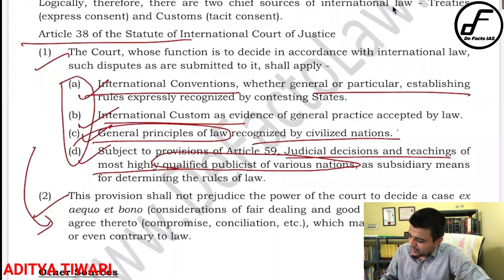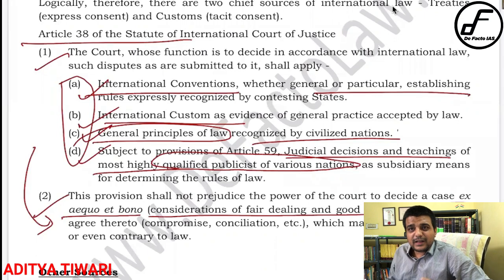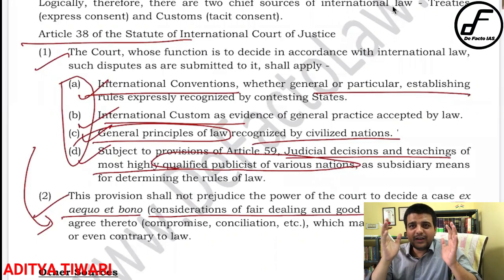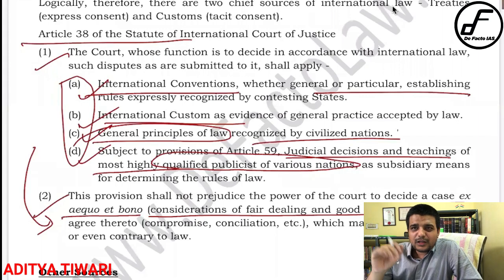The provision of consideration of fair dealing and good faith. Okay? Ex aequo et bono. Now, this particular line is saying that if two countries are trying to agree on something which is against their treaty, even though there is a treaty between the two countries, but still they want to agree to something else, they should be allowed. Now, that is one thing you can cite that international law is a weak law.